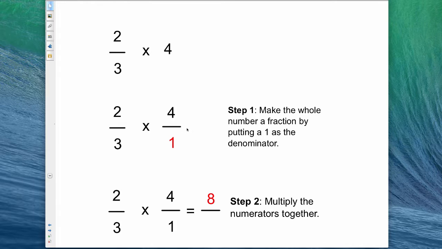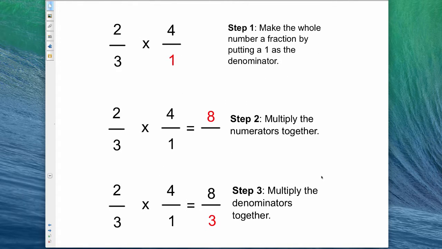It's really cool that you can turn a whole number into a fraction by simply putting a 1 underneath it. Any whole number can become a fraction if you put a 1 underneath it, because really, fraction bars represent division. If I divide 4 by 1, I get the whole number 4. So I can put a 1 underneath my 4 and it becomes a fraction. 2/3 times 4/1. Now I'm ready to move on to step 2.